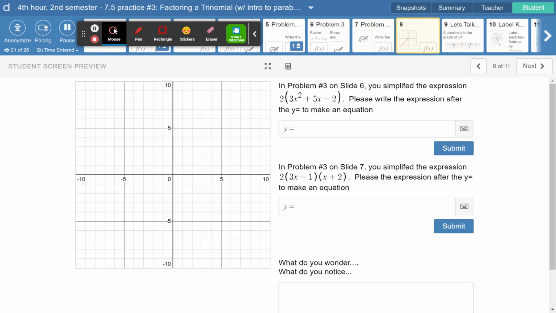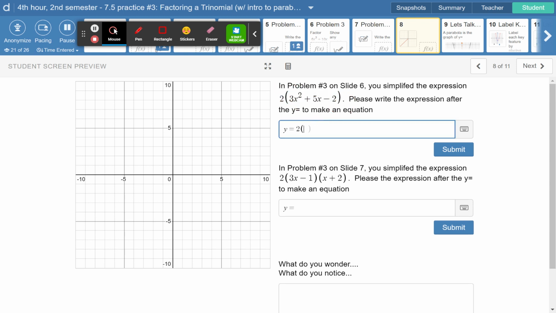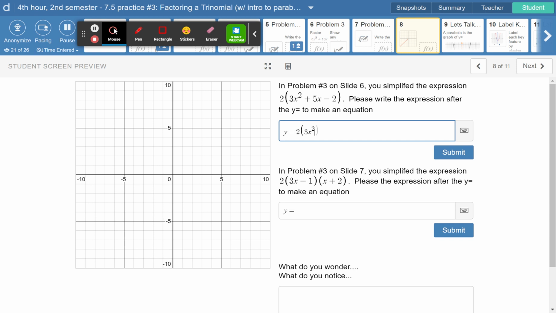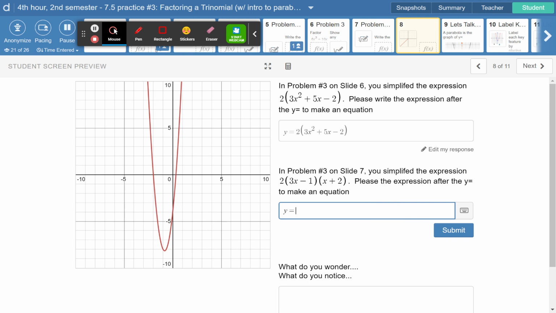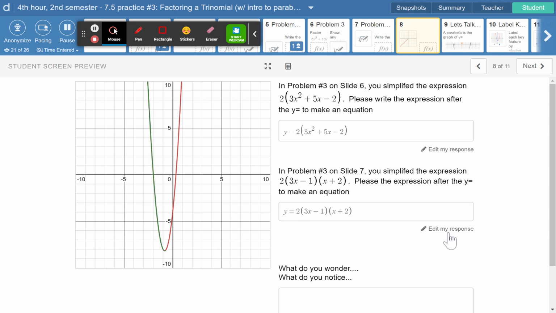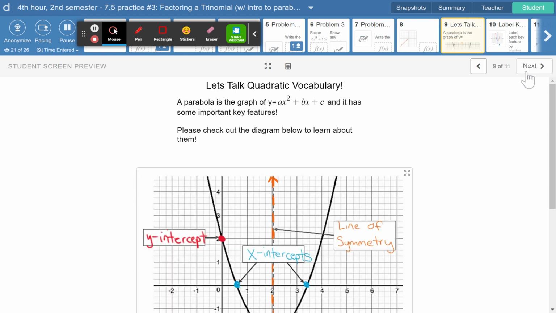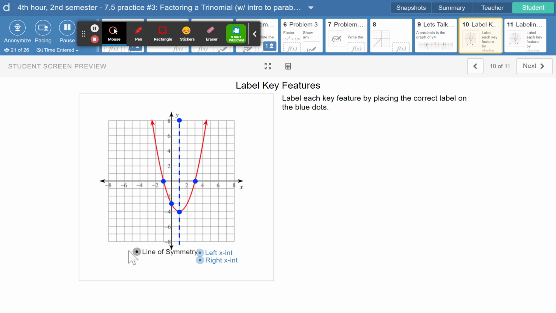Now for slide number 8, I just want you to put this expression in an equation. I want to see what you notice about these two graphs. This is called a parabola. I want to see what you wonder and what you notice. And then we will talk about it later tomorrow or even on Monday. And then for slide 9, it's just vocab. Slide 10 and 11, you're just going to put this in the right spot. So on and so forth.